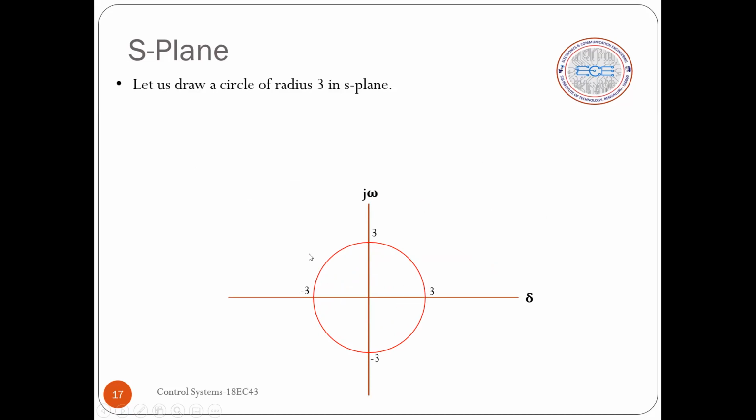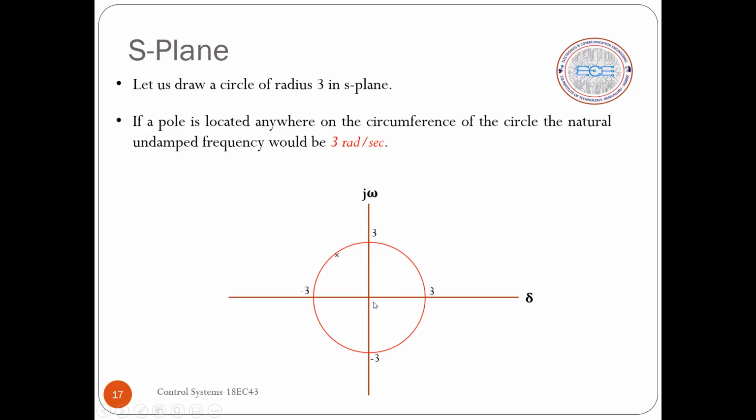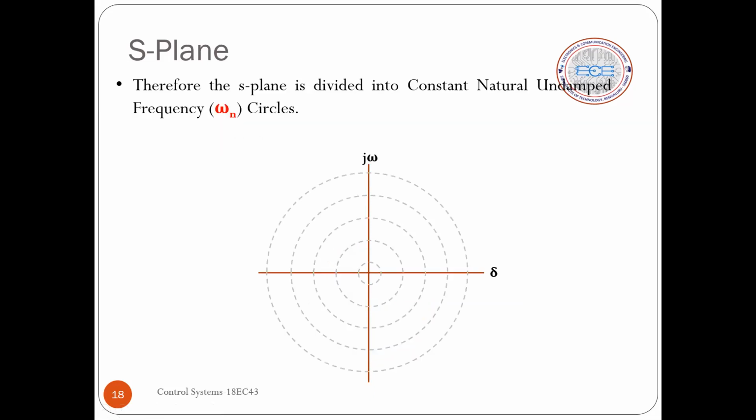Like that, I can divide the entire S-plane into different concentric circles. You can imagine different circles existing like this, so that if a pole exists here, you can just read the corresponding omega n easily. Similarly, if there is a pole existing here, I can read the corresponding omega n easily. Pictorially we can just read. That is the graphical method of estimating omega n.